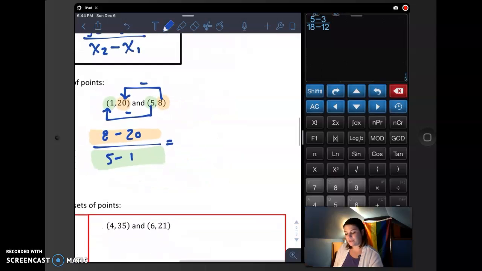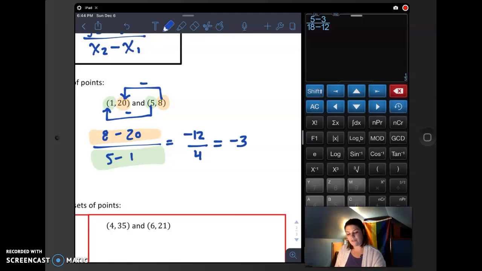Now 8 minus 20 is negative 12. 5 minus 1 is positive 4. And we know that would be negative 3 because 12 divided by 4 is 3. Now again, if that's not something that you're real comfortable with, feel free. You can use your calculator. Just put it in all at the beginning and it'll give you out that answer.